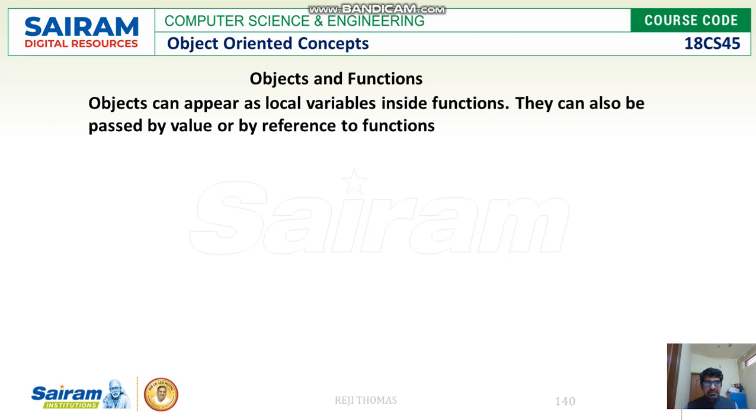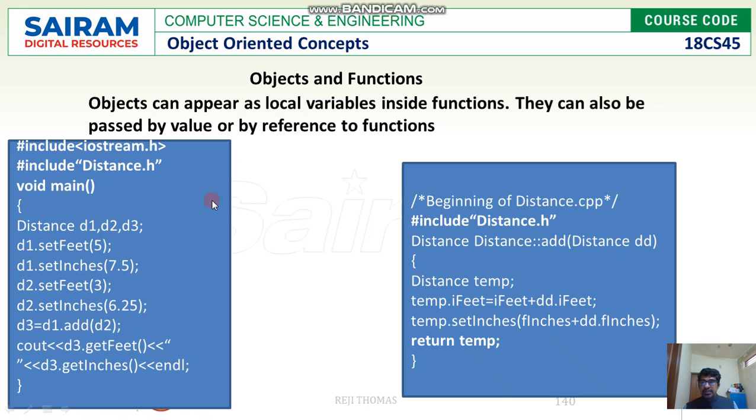So which are the places we normally use a variable? In all the places we can use the objects. Why? Because basically objects are variables. They can be used as local variables, they can be used as pass by value, or they can even be passed by reference to the functions. So let us see a small example.